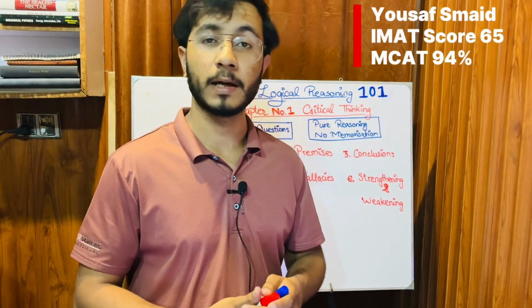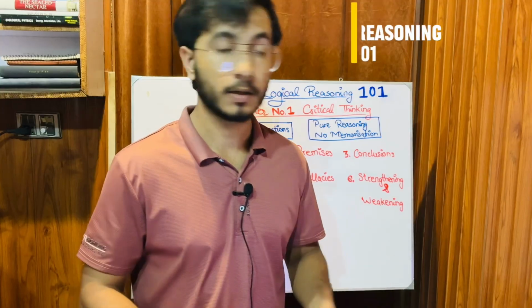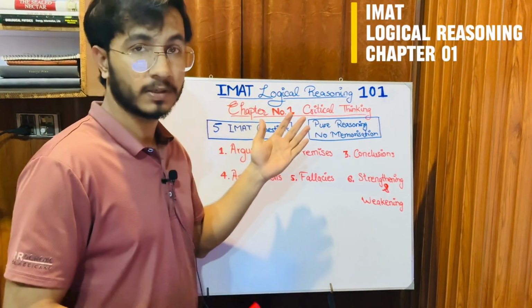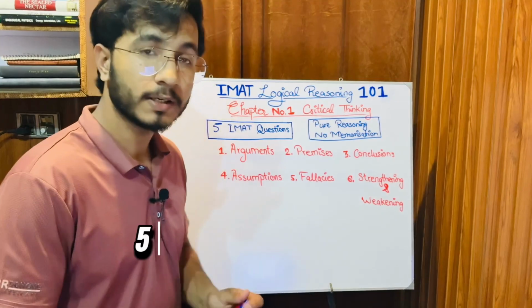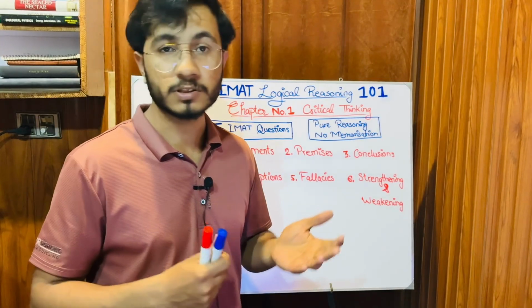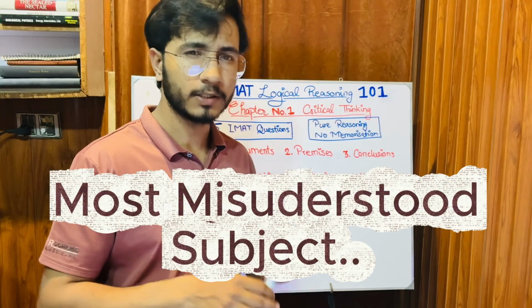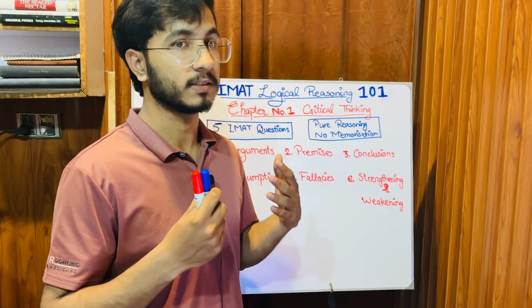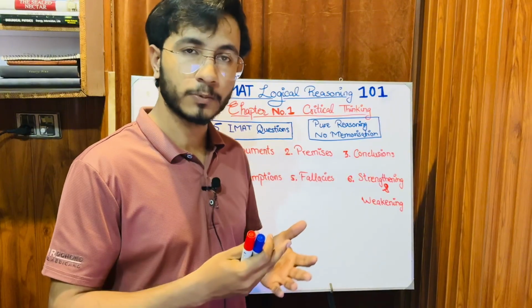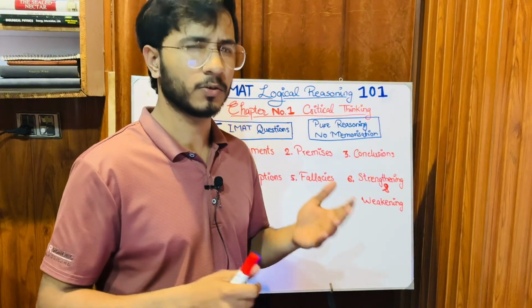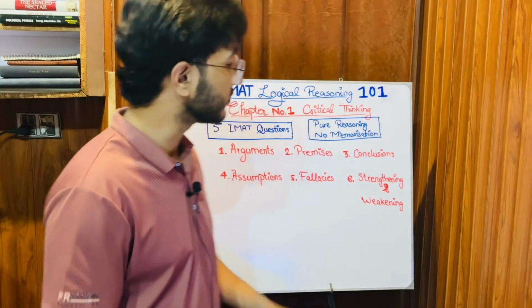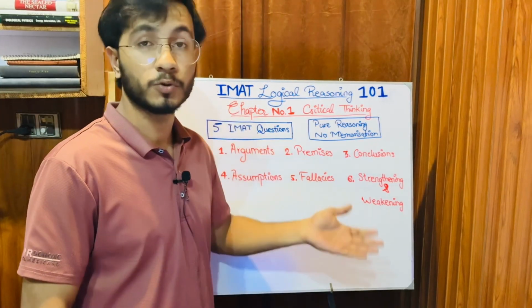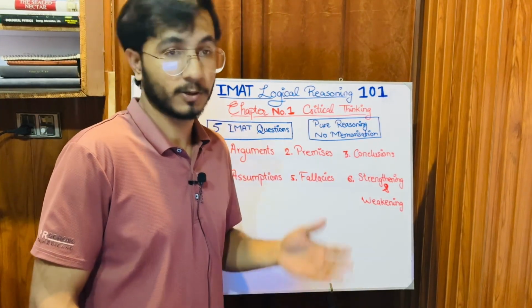Today we'll be studying IMAT Logical Reasoning 101 and its first chapter is critical thinking. There are going to be 5 IMAT questions from the logical reasoning part, and it is one of the most misunderstood subjects because most students think that they can just memorize it and cram through it, but it's not like biology and chemistry. It's really different because you have to use pure reasoning in logical reasoning.